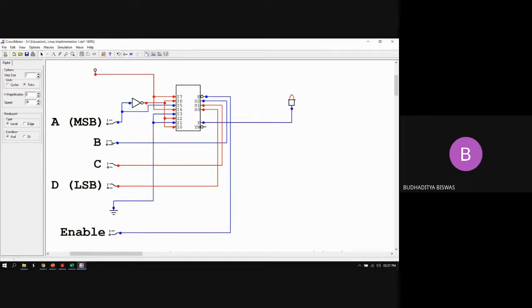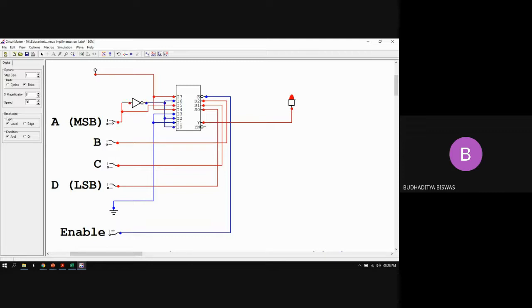After 3, I give 4. 4 means 0, 1, 0, 0. I think 4 should be present in the expression. Yes, sir. Then 5. 5 should not be there, so output is not glowing. After 5, I give 6. 6 should be present. Then 7. 7 should be there. Then I give 8.